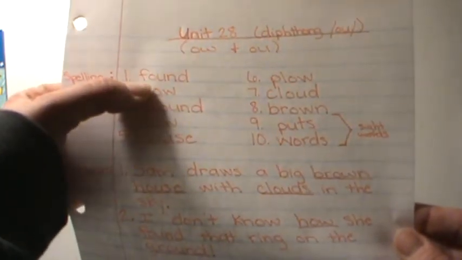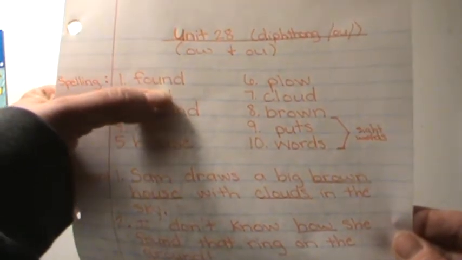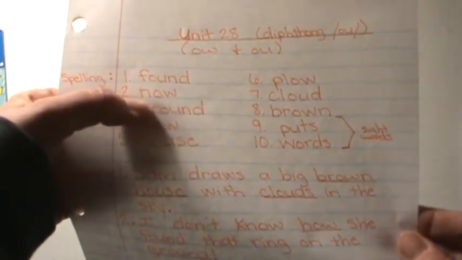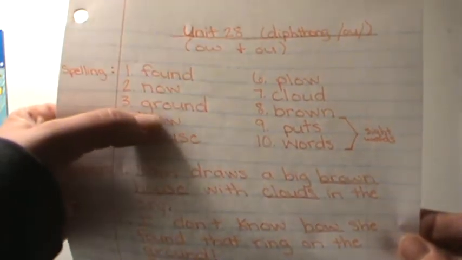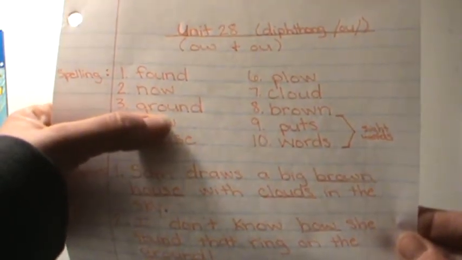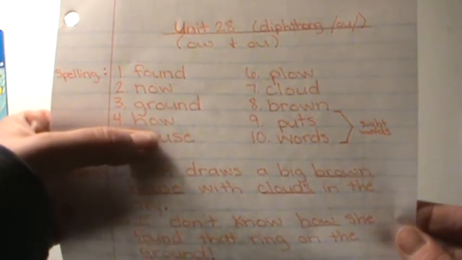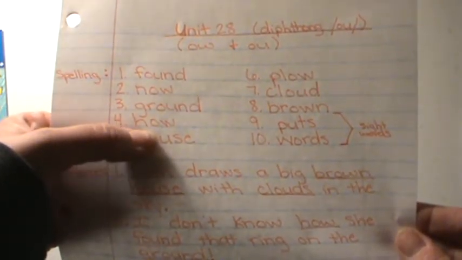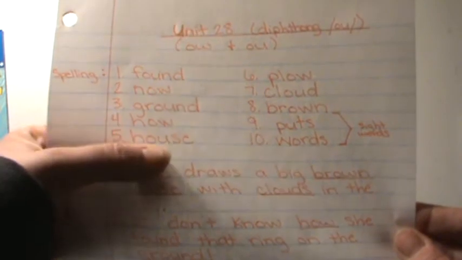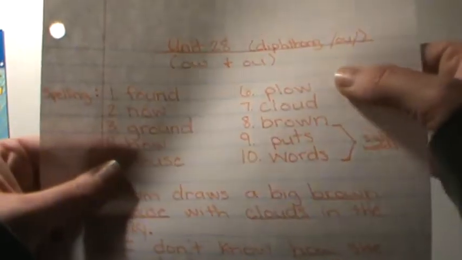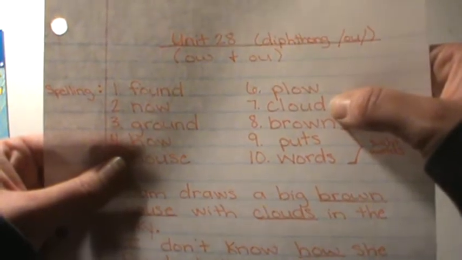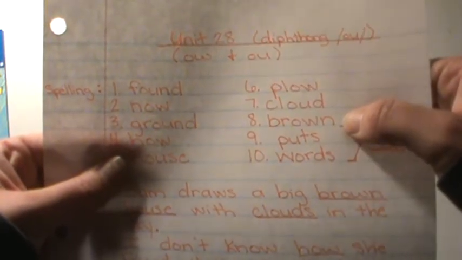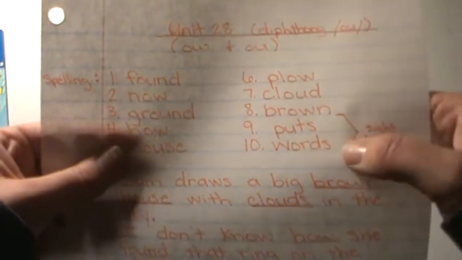found, now, ground, how, house, plow, cloud, brown. And then two sight words.